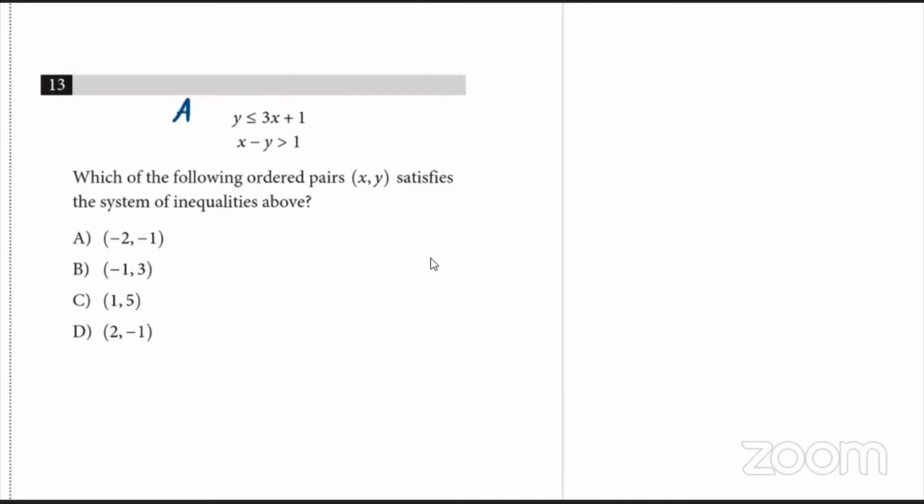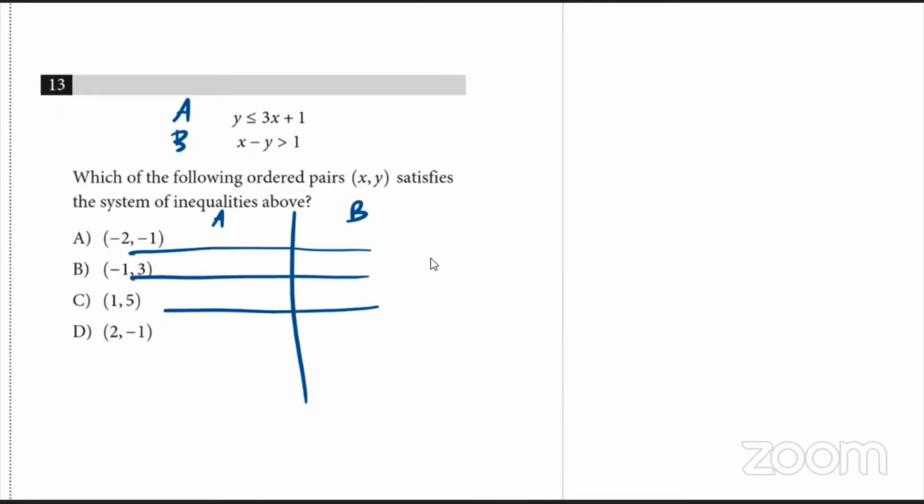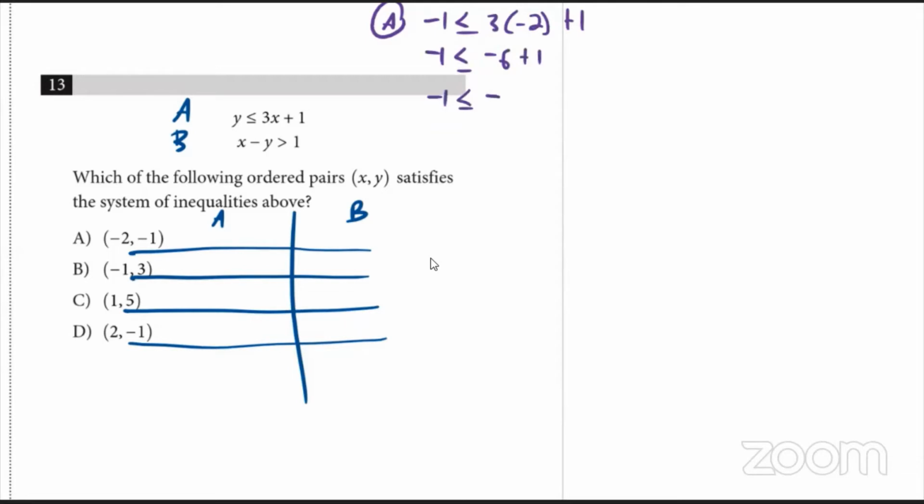So let's call this equation A, call this equation B. So equation A is here, equation B is here. And for each of the answer choices, we're going to judge whether it satisfies inequality A or inequality B. So for -2 and -1, so for answer choice A, then we'll have -1 less than or equal to 3 times -2 plus 1. -1 less than or equal to -6 plus 1. -1 less than or equal to -5.